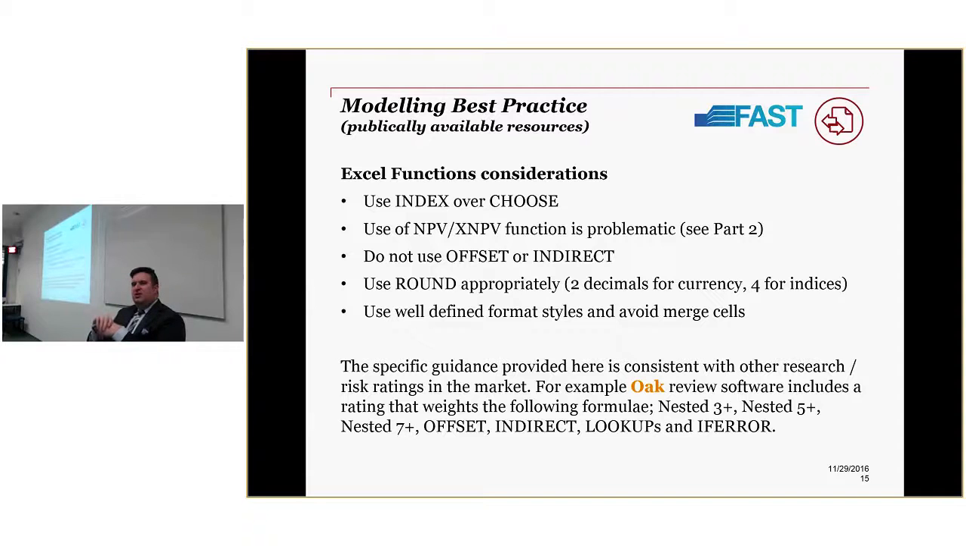Do not use OFFSET or INDIRECT. Has anyone ever heard of those functions before? A few nods there. They can be really problematic as well. And they also go on to say if you're using a formula like ROUND, make sure it's appropriate. So I've just pulled some examples there. 2 decimals for currency. What if we had 3 and it was $1 to $1? You can't go beyond 1 cent, can you? So there's no point. 4 is for indices, something like a CPI index. You can have that quote, that is 1 point, and there's usually 4 numbers after it. There's no point having a 5th there.